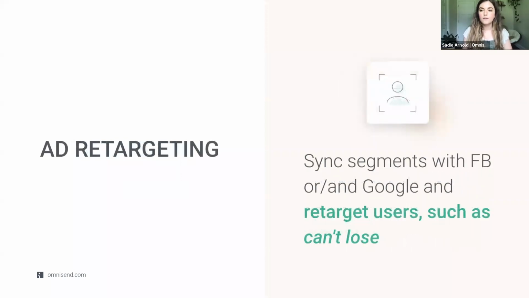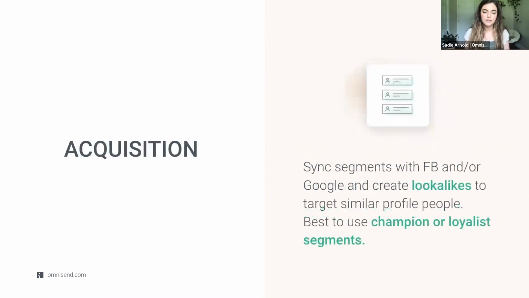And then also, if you are on the Pro or the Enterprise plan with Omnisend, users can also use Facebook and Google Ad Sync to retarget ads to segments like the Can't Lose segment. And then finally, we have acquisition. So you can sync segments with Facebook and or Google Ads and create lookalike audiences to target similar profile people. So your champions and your loyalists in your lifecycle stage map would be a perfect segment to create lookalike audiences to retarget ads in Facebook or Google.